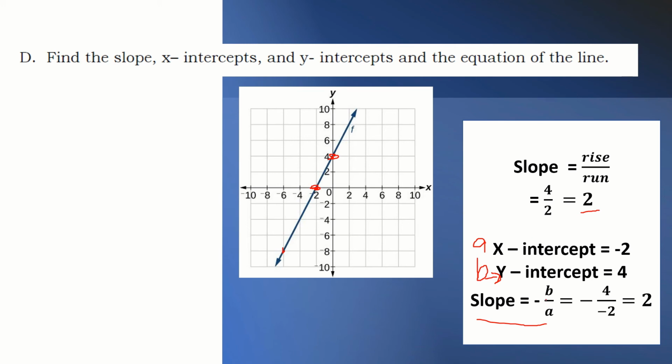So, ang ating y-intercept or b is 4. Ang ating x-intercept or a is negative 2. Then, ilagay nyo lang yung negative sa formula. Okay. So, 4 divided by negative 2 is negative 2. Negative 2 times negative is positive 2. So, yan yung shortcut sa other option sa pagkuha ng slope.